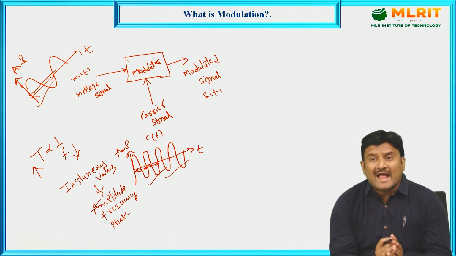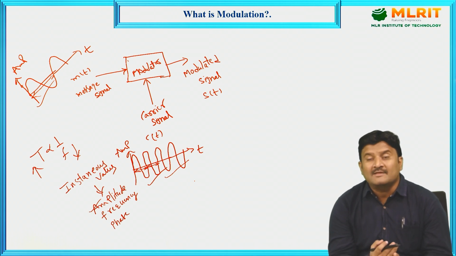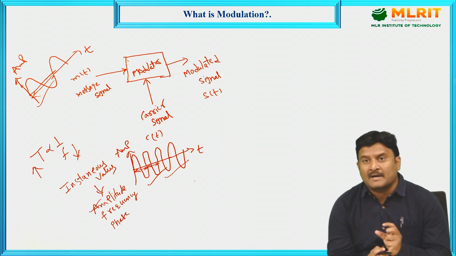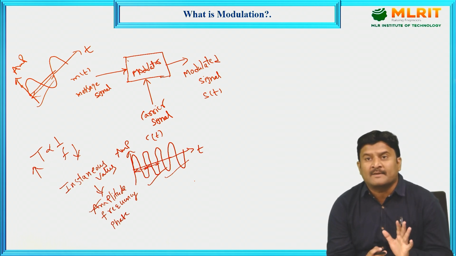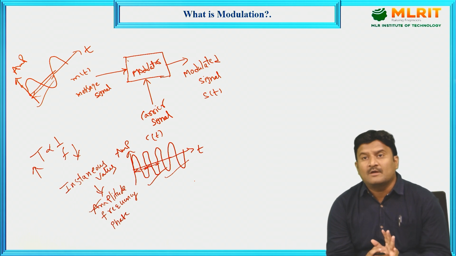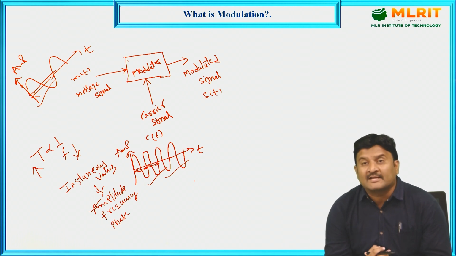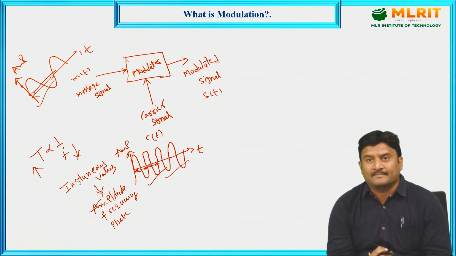To travel long distances and to reduce noise, the carrier signal is helpful. That is the importance of the carrier. Always remember, the carrier does not contain any information. The actual information is in the message signal only. Once you combine both signals, the output is the modulated signal with respect to the instantaneous values. That is modulation.